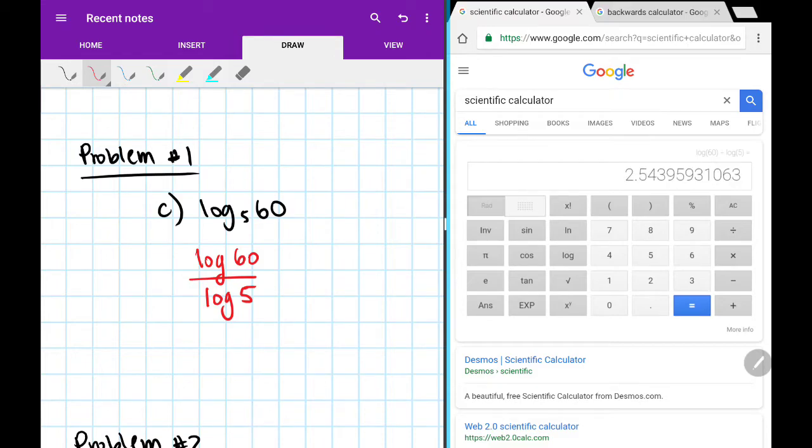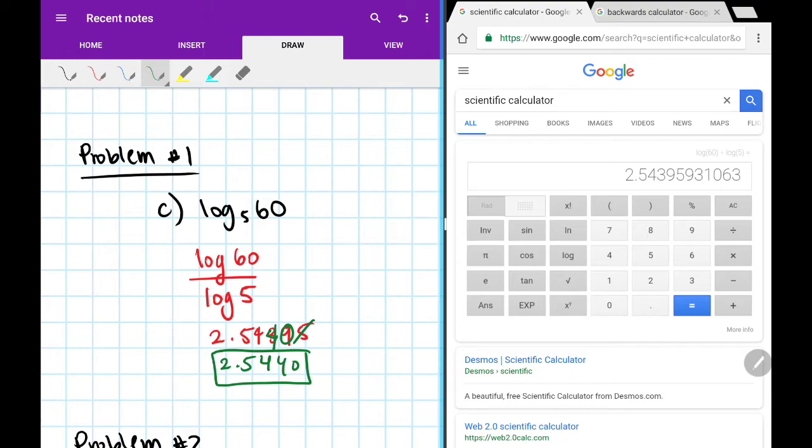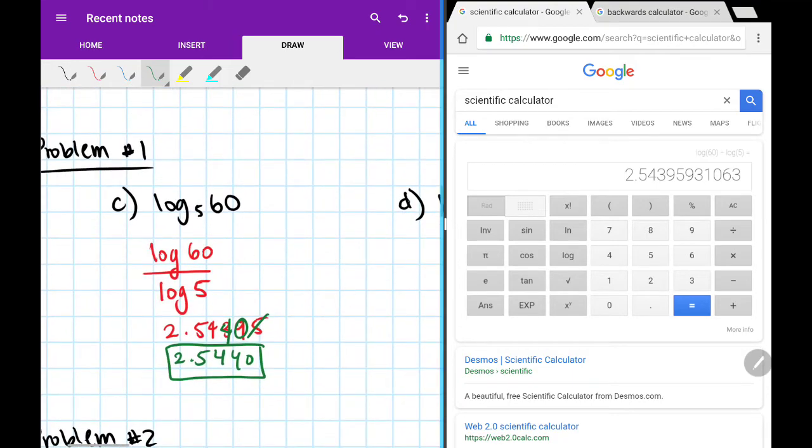So I got 2.54395. So I'm going to make that 5 round this up to a 10, which makes this a 4. My final answer is 2.5440. Check your work. If you got an incorrect answer, this is likely what happened.